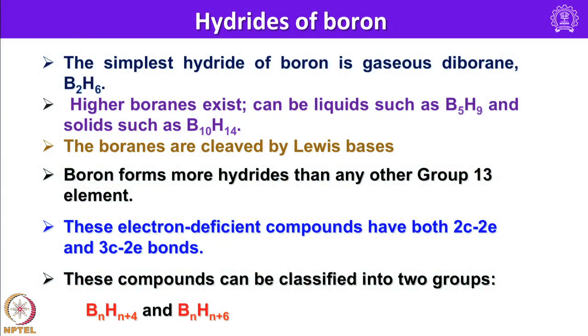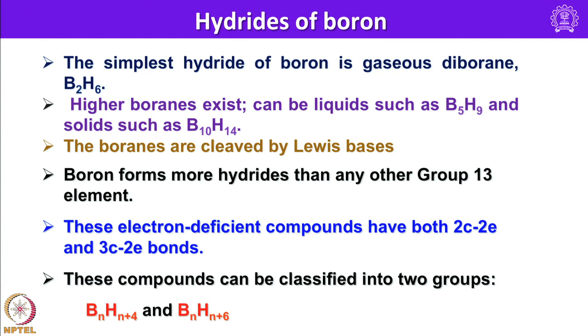The simplest hydride of boron is gaseous diborane. Of course, the simplest one should have been BH3. It does not have an independent existence and it dimerizes readily. As a result, for all practical purposes, we can consider the simplest hydride of boron as B2H6. Higher boranes do exist. They can be liquid, such as B5H9, and solids, such as B10H14.